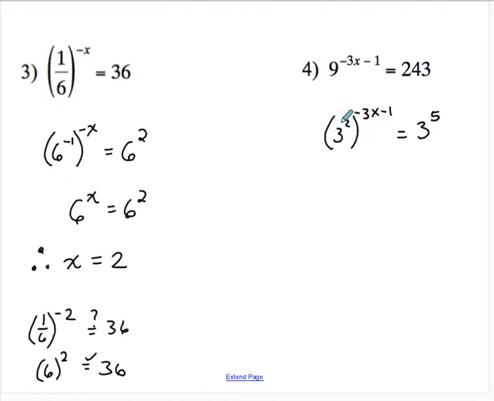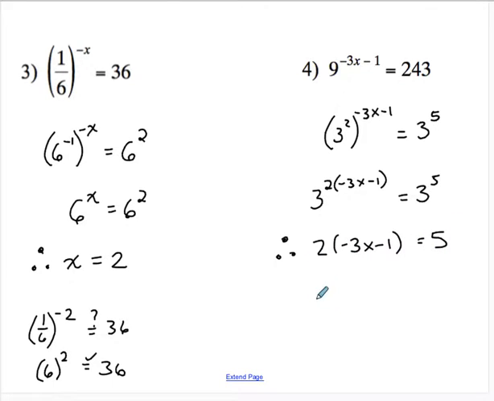So now here I have a power raised to a power, so I'm going to multiply these exponents. So this is the same as 3 to the 2 times negative 3x minus 1, and that's the same as 3 to the 5th. So therefore, because my bases are now the same, I know that 2 times negative 3x minus 1 is equal to 5. So I'll just distribute and solve.